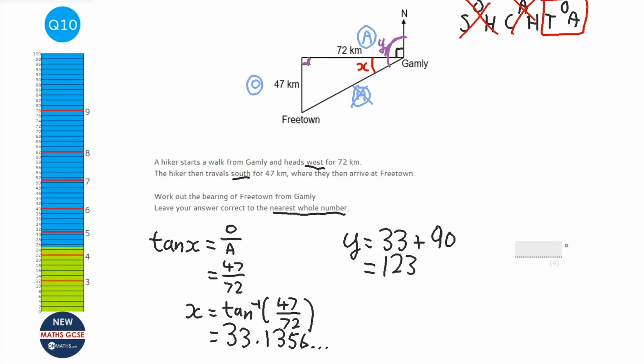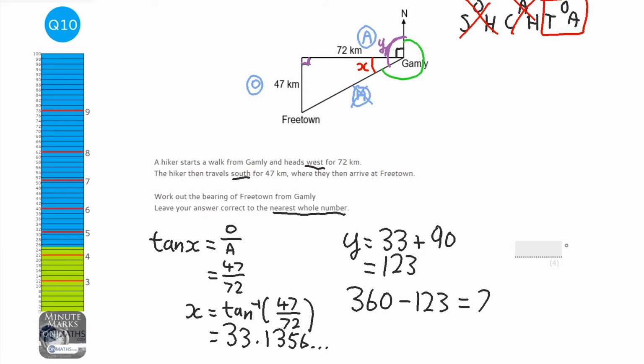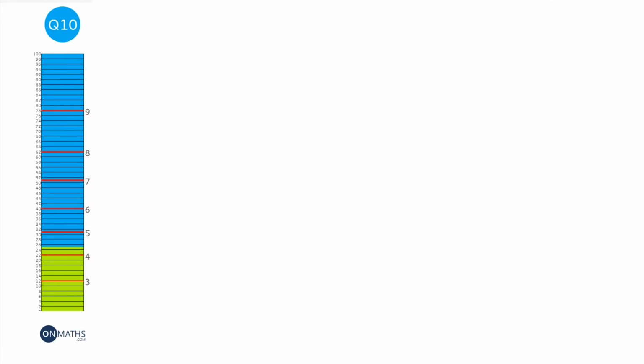123. Okay, now bearings, something that we've got to remember, are always measured from north going clockwise. So it's always going to be that angle there. To do that, we're going to do 360 and take away the 123, because that's what we don't want. So on the calculator, 360 take away 123, and that's 237. So the answer is 237 degrees.